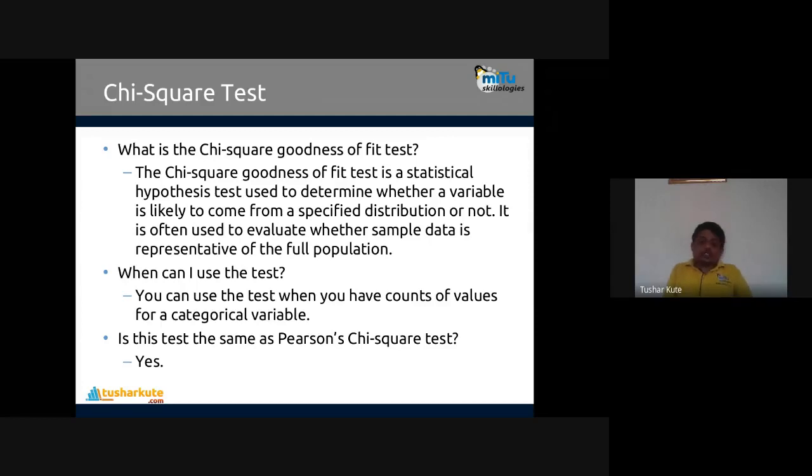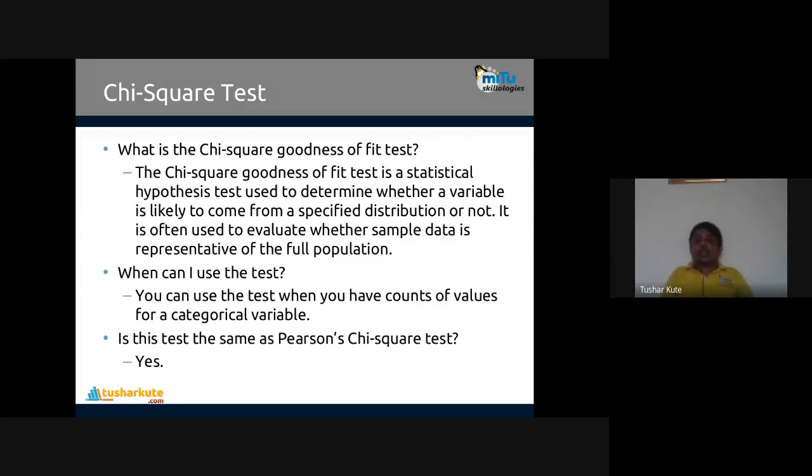Just like yesterday I told you the example to differentiate between sample and population. We do surveys. Surveys are not conducted on the whole population, they are conducted on a sample and applied to the whole population. Now we have to make sure that this sample is applicable to, or representative of, the whole population or not. That is done with the help of the chi-square test, which we call the chi-square goodness of fit test. When can I use this test?